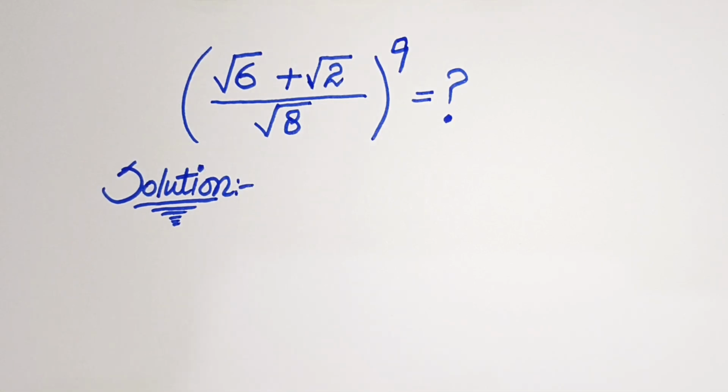Today we have a nice simplification problem, that is (square root of 6 plus square root of 2) all over square root of 8, whole to the power 9. So we have to simplify this.